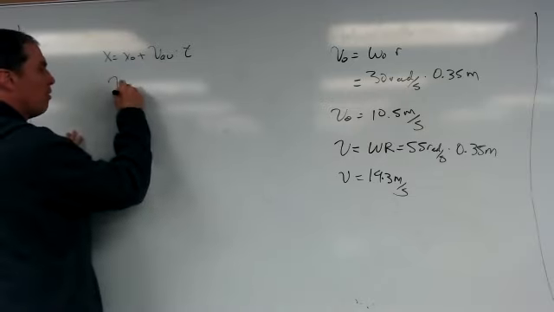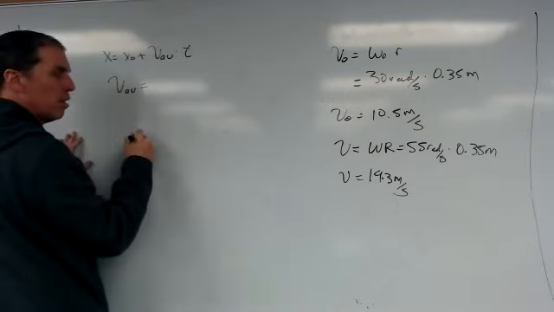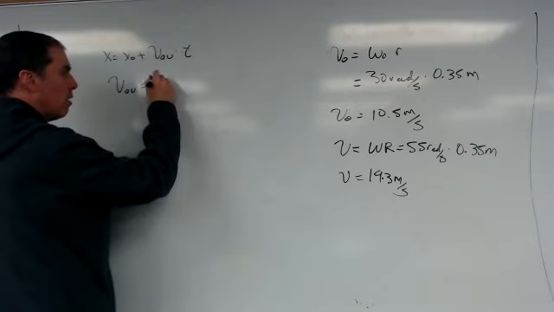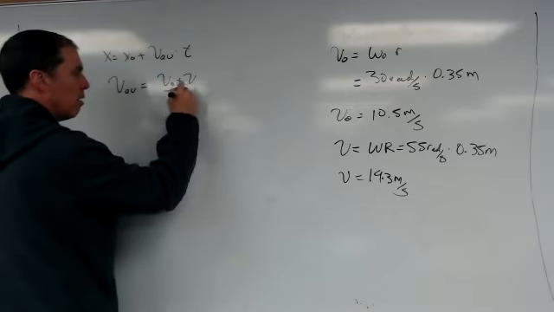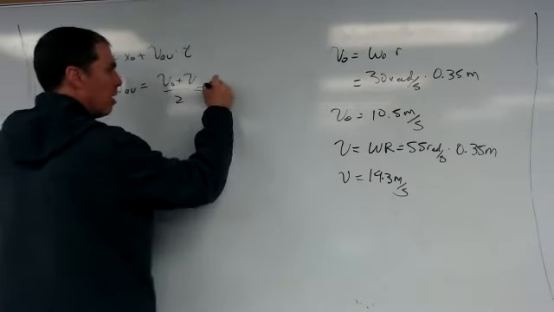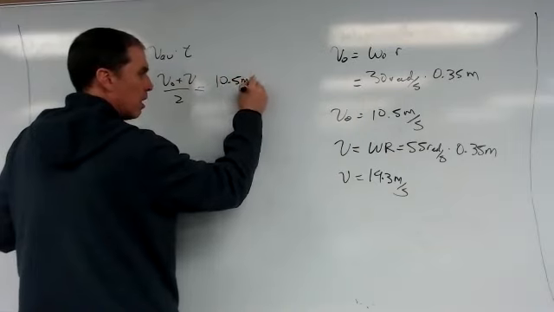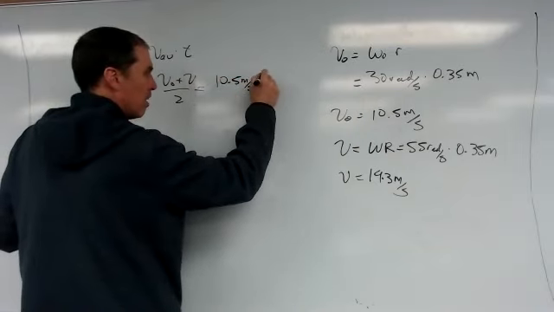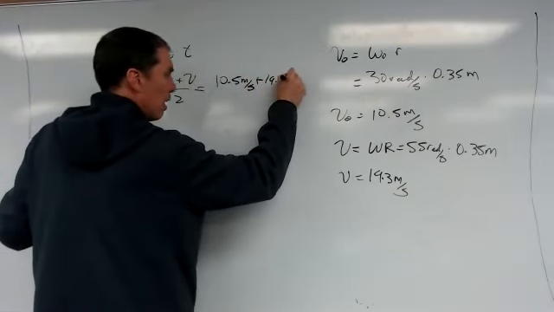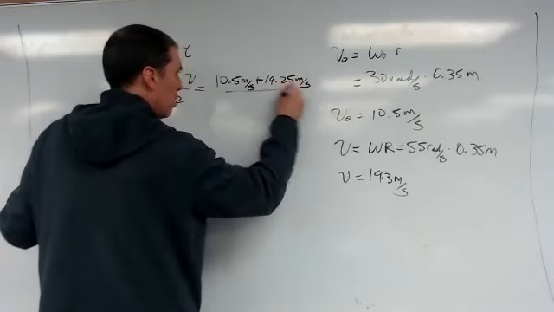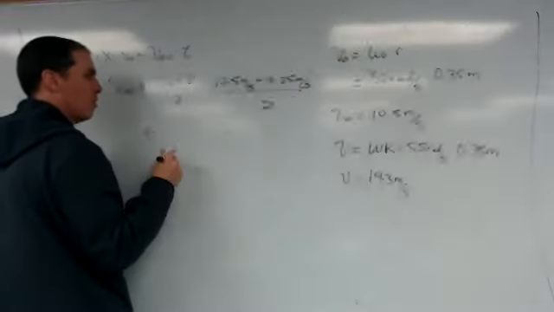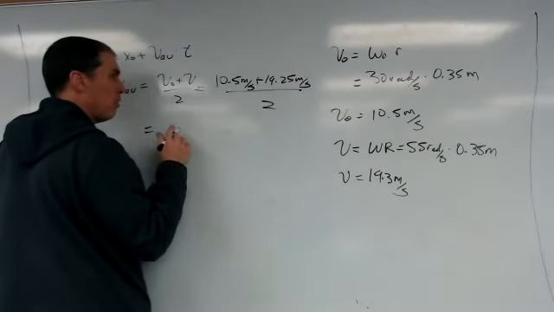And so first I have to say V average is equal to what? Is equal to the initial plus the final divided by 2, which is 10.5 meters per second plus 19.25 meters per second divided by 2, right? Which is about 15.